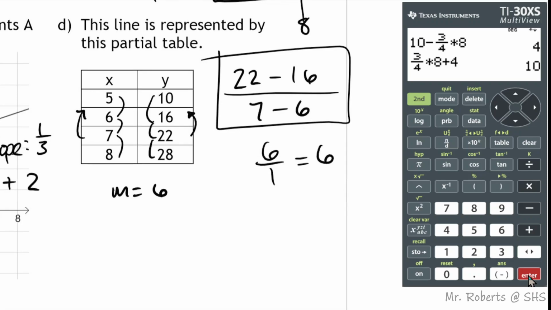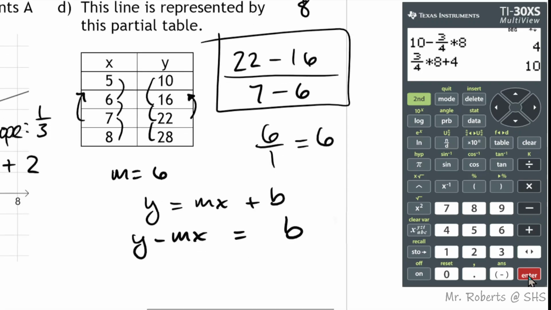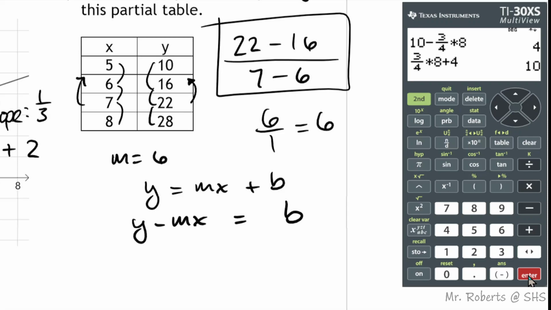Then I need to figure out my y-intercept. And I can do it a couple ways. I can extend this table backwards. But the other thing I could do is what I did above: if y equals mx plus b, then certainly y minus mx will give me b. So I can pick any y in this table. I'll pick the very last one. So I'm going to grab the last y, which is 28, and the x value that goes with it, which is 8.